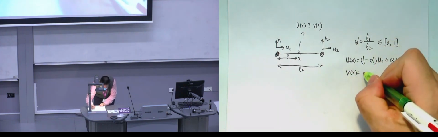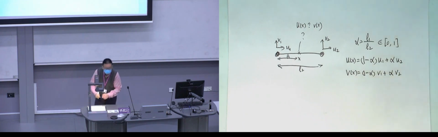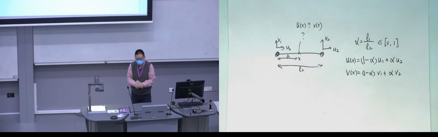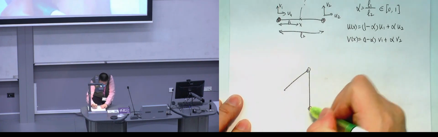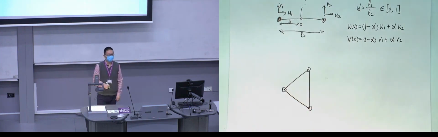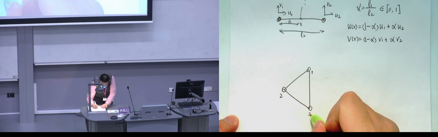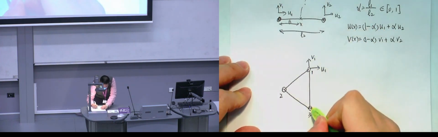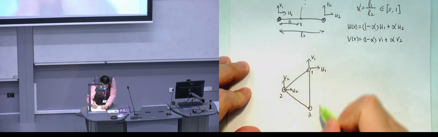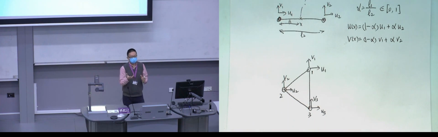So the same thing: V(x) is equal to (1 minus alpha) V1 plus alpha V2. So far so good, right? So this is a 1D problem, okay? What about 2D? In 2D, in general, you have a mesh. You have a triangle. Let's say this is my node 1, this is my node 2, this is my node 3, and the displacements are U1, V1, U2, V2, and here we have U3, V3.